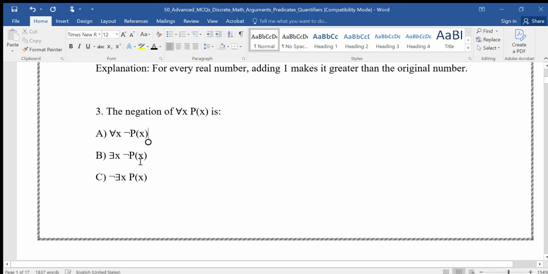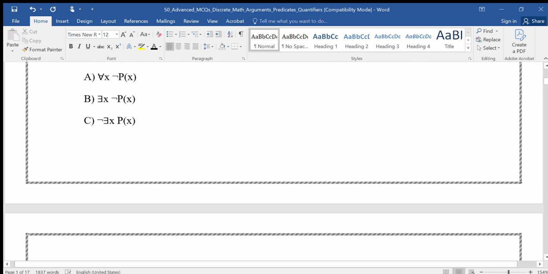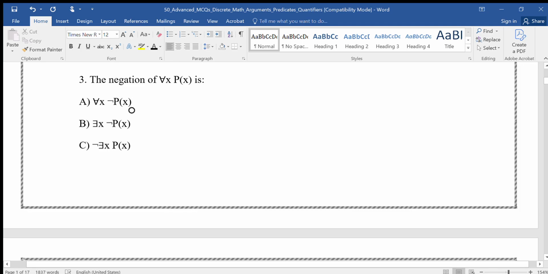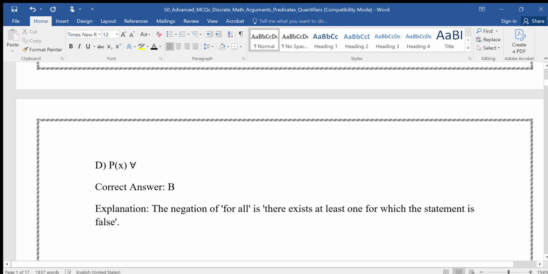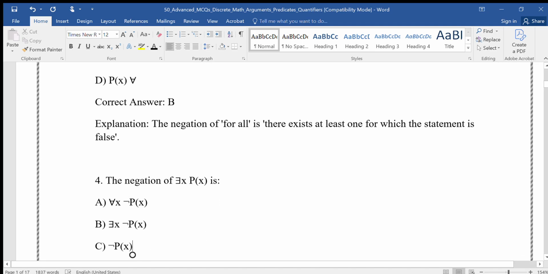The negation of for all x P of x: the first option is for all x negation of P of x. Option B, there exists some x negation of P of x. Option C, negation of negation, there exists some x P of x, and option D is P of x for all. The correct option is there exists some x negation of P of x. The negation of for all is there exists at least one for which the statement is false.